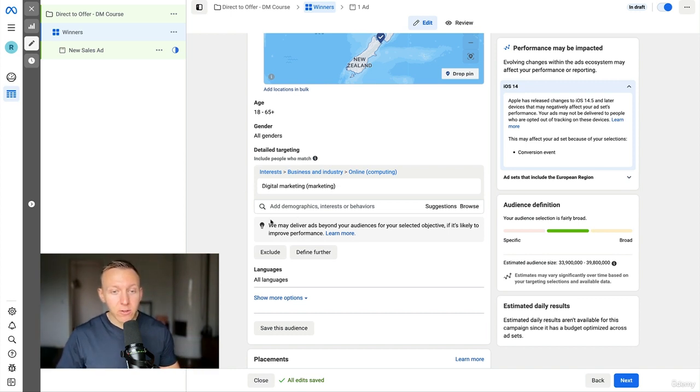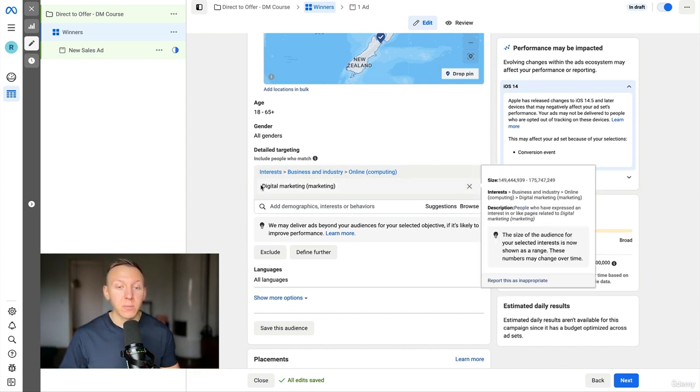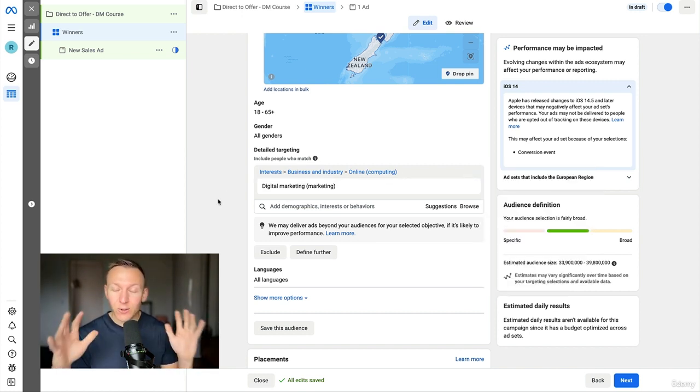But as you can see, if you look down, it says we may deliver ads beyond your audience for your selected objective if it's likely to improve performance. This used to be optional, so you used to always click this off in order to make sure this is specific targeting. That's not possible today. Facebook knows from their data that if it gets free hands, it's going to perform better and give you better results than if you target very specifically yourself. So this isn't even an option today. Even if I target digital marketing, if they see an opportunity, they're still going to expand beyond digital marketing. So today, there's no such thing as very specific audience targeting.